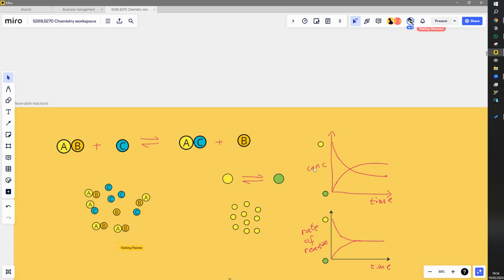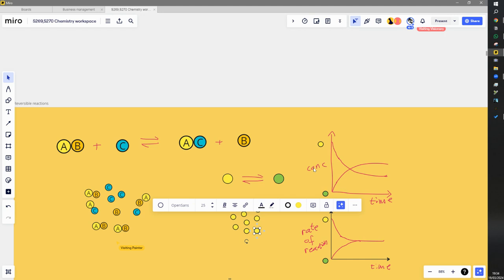So we call this equilibrium. So the reaction has not finished; it's still continuing. However, the concentration is no longer changing because the rate at which the forward reaction is occurring is equal to the rate at which the reverse reaction is occurring. So as the amount of products increases, the rate of the reverse reaction increases.